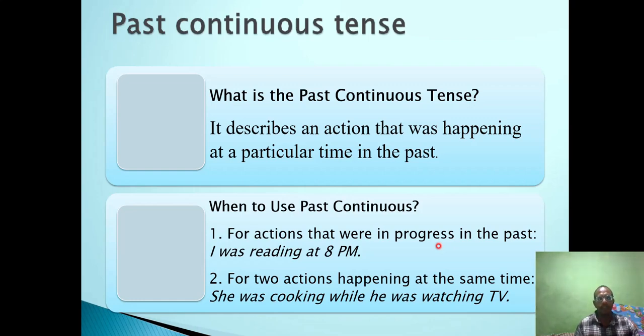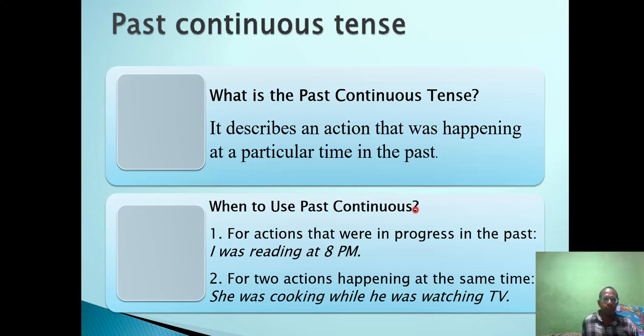As you can see, past continuous tense is the tense that can describe an action that was happening at a particular time in the past. So when do we use past continuous tense? This is the question that the majority of us are asking. There are situations that make us use past continuous tense.